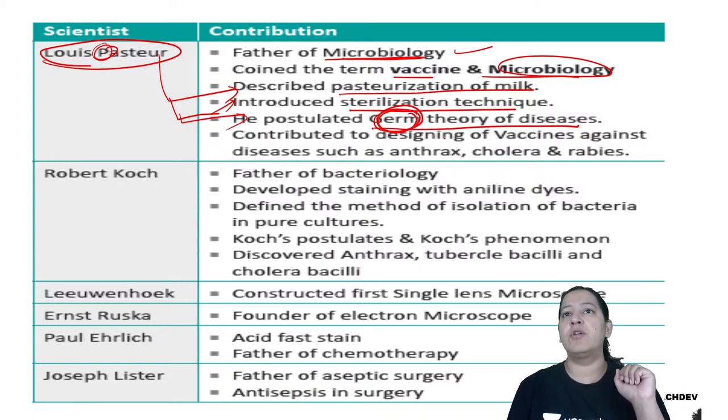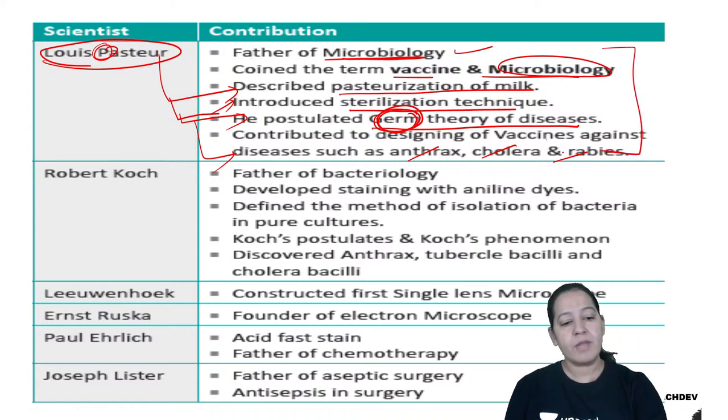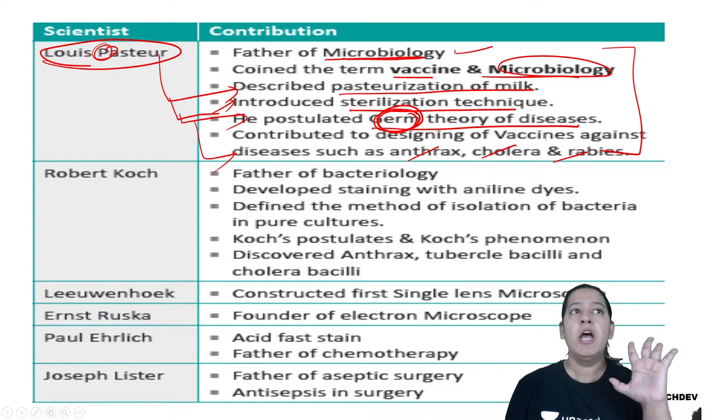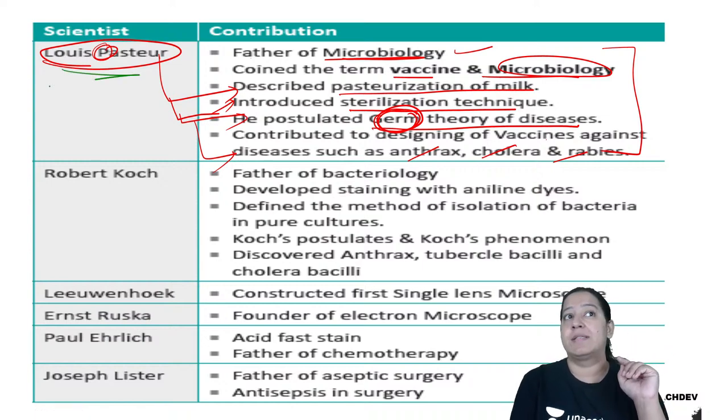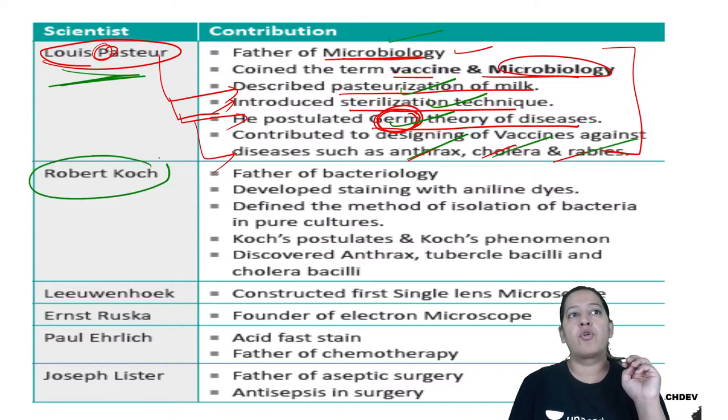And he contributed to the design of vaccines against anthrax, cholera and rabies. Not smallpox, but ye teen vaccine isne banayi hain. So in sab pe aapke one liner aate hain. So any one liner on Robert Koch, on Louis Pasteur, you can answer. Louis Pasteur, he is the father of microbiology, pasteurization of the milk, sterilization technique, germ theory and vaccines against anthrax, cholera and rabies.